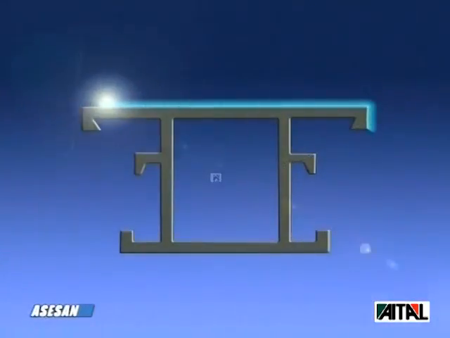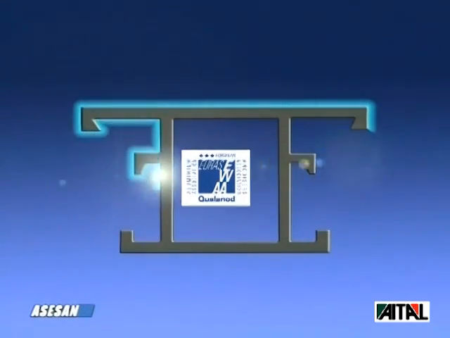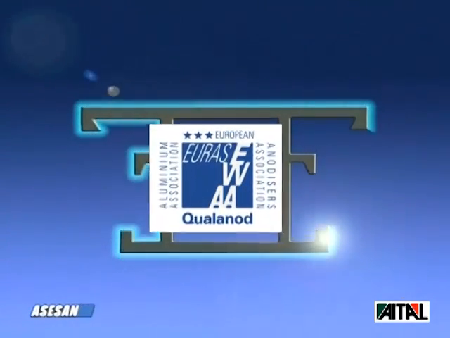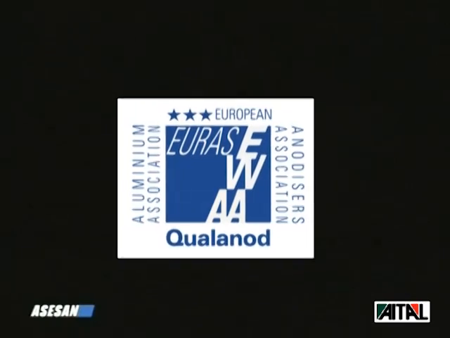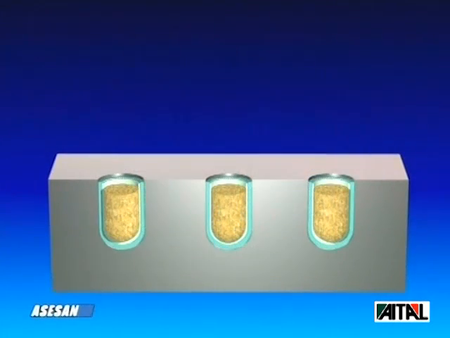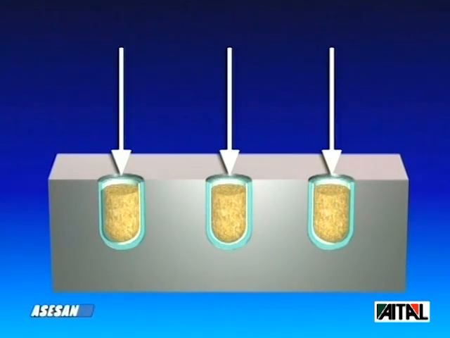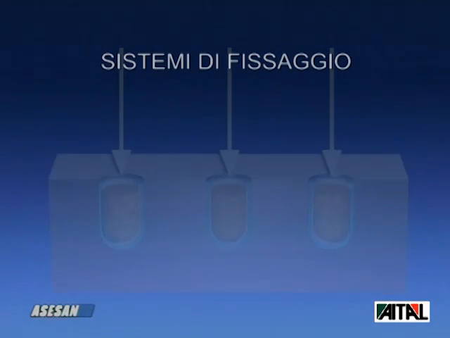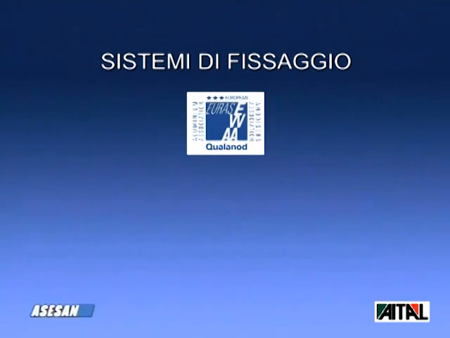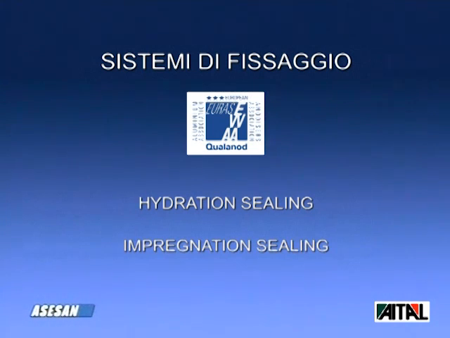One can only have the total assurance that the anodizing process has been carried out correctly if the anodized materials follow the QualiNod specifications. The sealing of the anodic layer consists in hermetically closing the pores of the oxide, utilizing one of the two systems suggested for the QualiNod quality label. These systems are respectively hydration and impregnation.